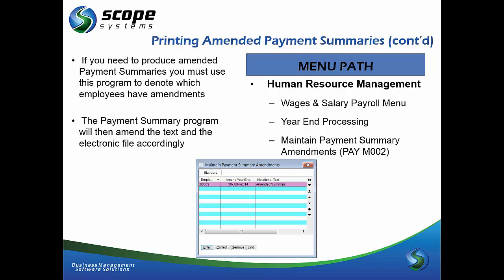All you need to do is just enter the employee number, the year that you want to use, and the notational text will come up as amended summary.